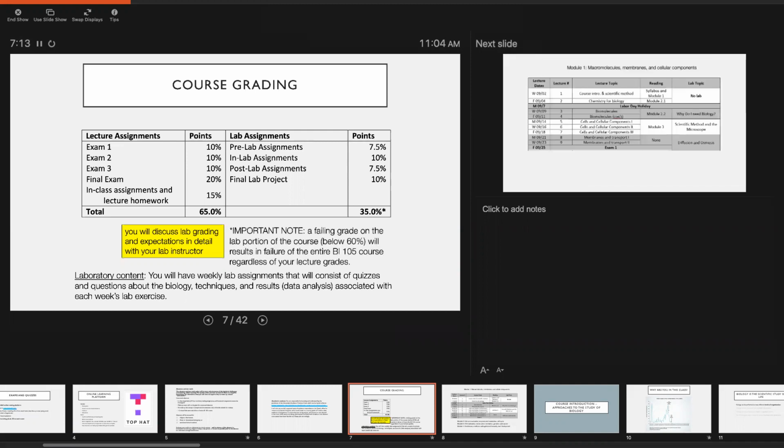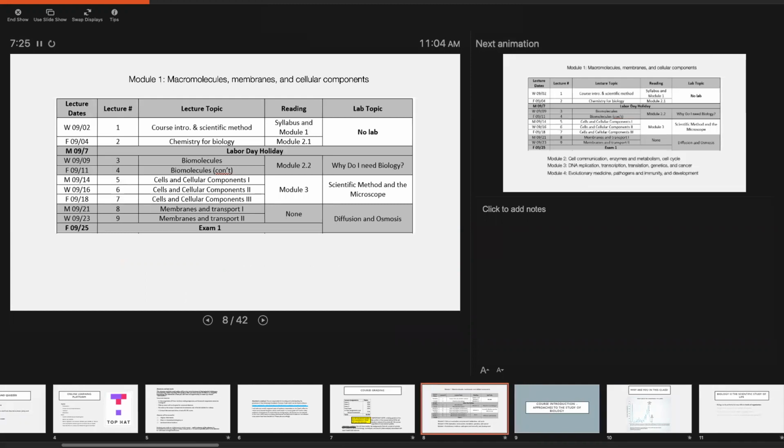Note here also that a failing grade in the lab portion of the class will fail the lecture portion of the class as well. So if you do not earn a 60% or higher in lab, you will also not pass lecture.